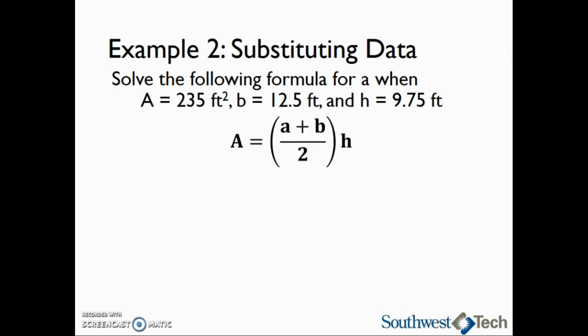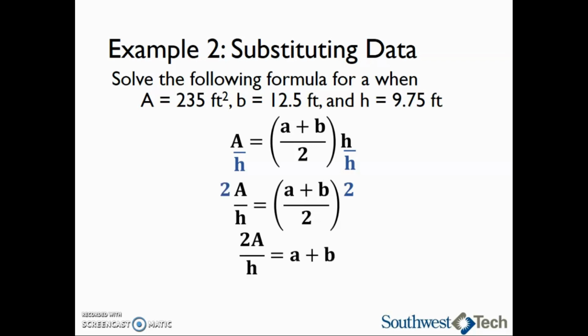Since lowercase a is inside parentheses, we first need to clear everything outside of the parentheses. First, we will divide both sides by h. This leaves capital A divided by h equals lowercase a plus b divided by 2. Next, since the a plus b is together in the numerator of a fraction, we can't separate them just yet. Instead, we need to undo the dividing by 2. This means that we will multiply both sides by 2, which leaves us 2 times capital A divided by h is equal to a plus b.